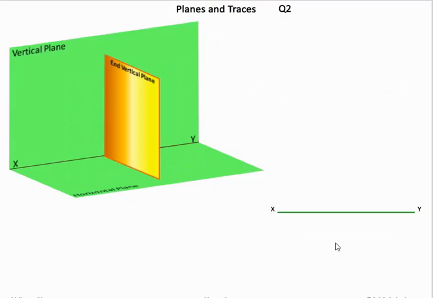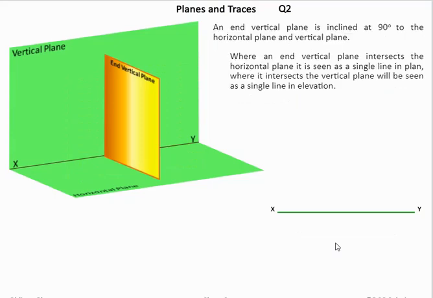Now if we introduce a plane in this location here, we'll get two traces. We'll get a trace on the vertical plane and we'll get a trace on the horizontal plane. So we can see the two traces now drawn in our elevation and plan, and we can see where we got them from in the 3D view.